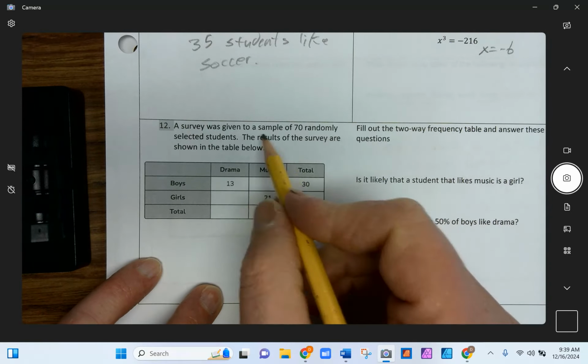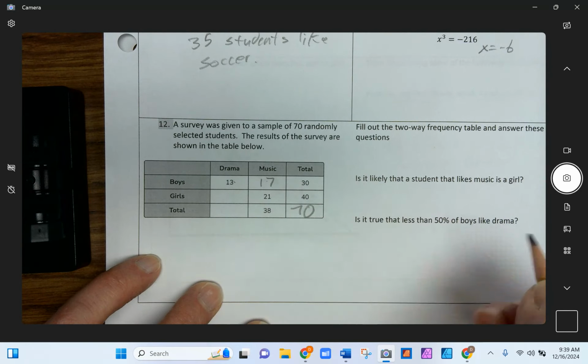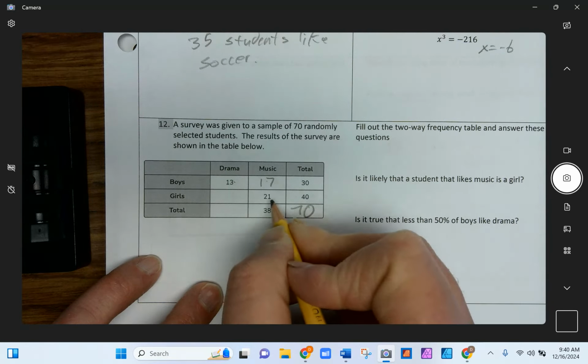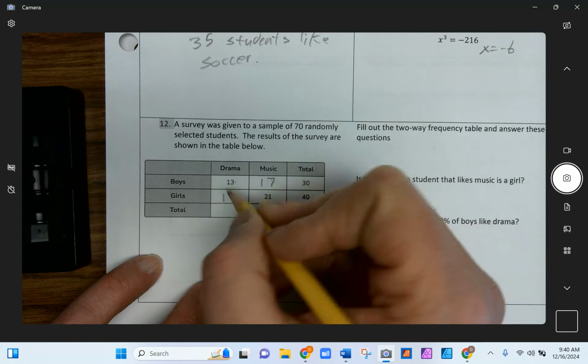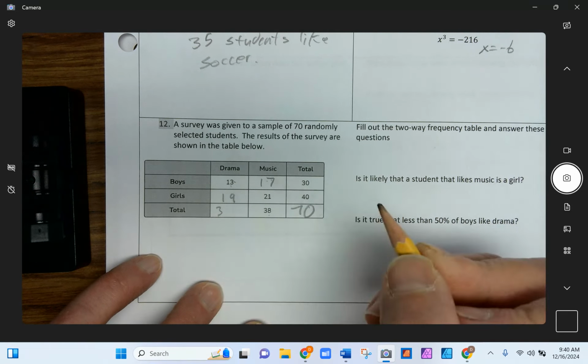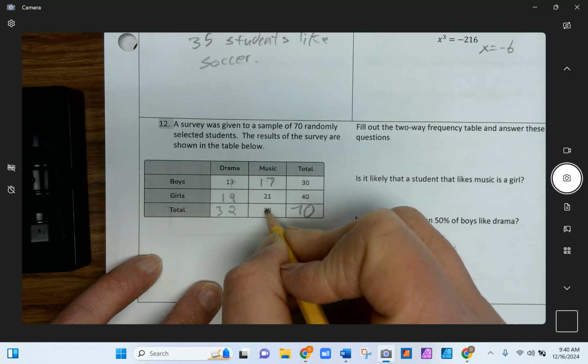A survey was given to a sample of 70 randomly selected students. The results of the survey are shown in the table below. Fill out the table. So let's see, that's going to be 17. 13 plus 17 is 30. 40 minus 21 is 19. 17 plus 21 is 38. Check. 13 plus 19 is 32. Right? Yes, 32 plus 38 is 70.